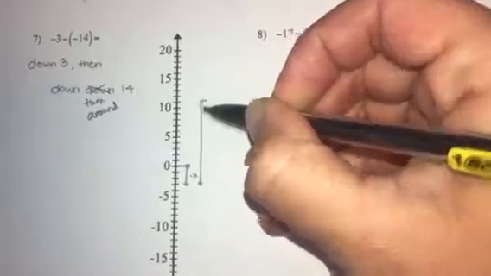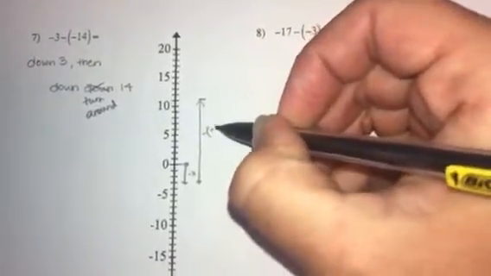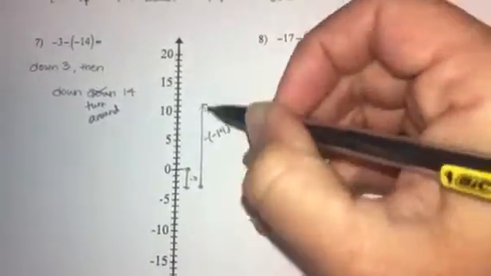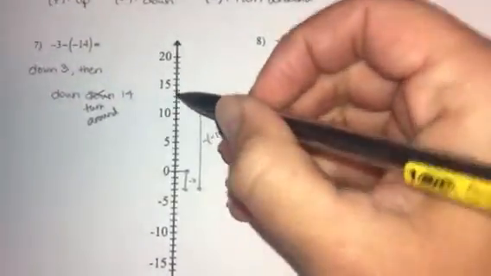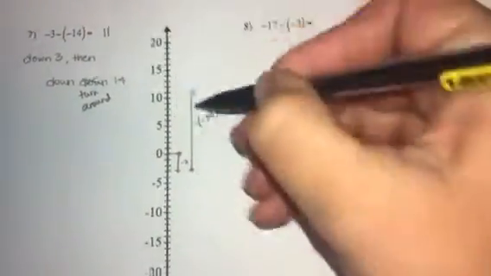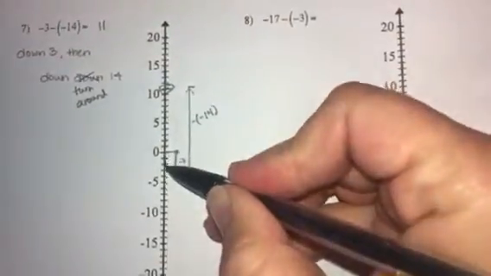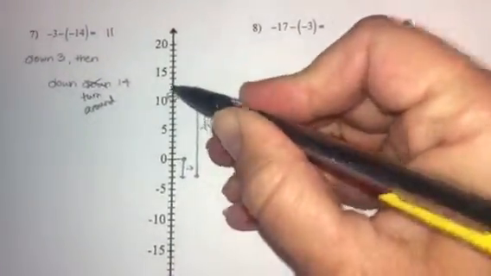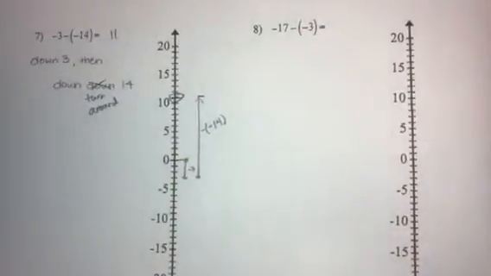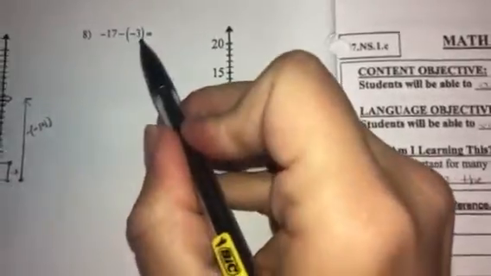I'm going to draw my up arrow. There's the down, but wait, turn around. 14 means we actually went up, and we ended up at 11. Positive 11, way up here. Positive 11. So when we went down 3, but then turn around and go back up 14, we end up at positive 11.